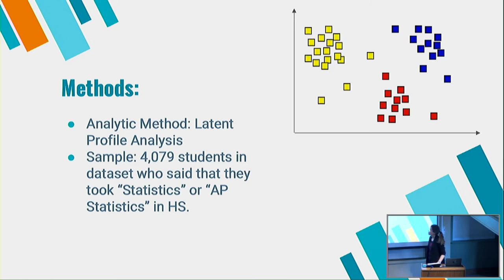I'm using the FROSTS data, and I'm including the 4,000 students who said that they took statistics or AP statistics. And then I'm just exploring. So I'm using latent profile analysis, which is looking at groups of students with similar profiles. If you have any background in cluster analysis, it's a similar idea. In this two-dimensional case, it's grouping things that look very similar to each other and calling that a cluster or a profile. Mine will be a nine-dimensional space, so we won't get a pretty picture, but we can talk about what's going on.